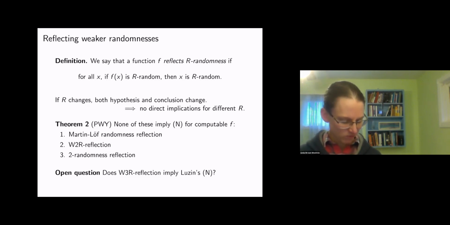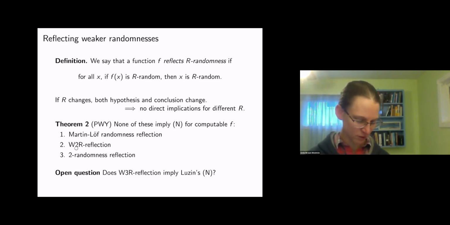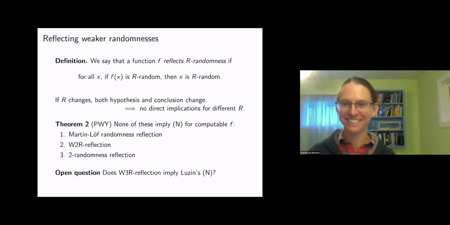So that means we can also show some notions of randomness that do not work to characterize N. Some that do not work are Martin-Löf randomness, weak 2 randomness, or 2 randomness. However, the methods that we use for this, which I'll show you in just a sec, do not extend to weak 3 randomness. So at that point it's again a question of whether Luzin's N could be characterized in that way. I guess it's a little bit treacherous to express opinions in recorded talks, but I would be surprised if Luzin's N were equivalent to that.